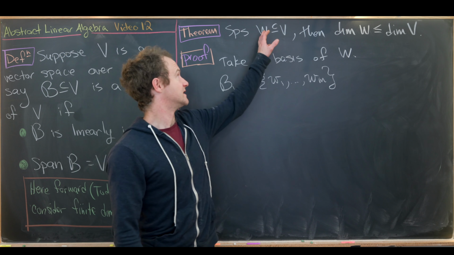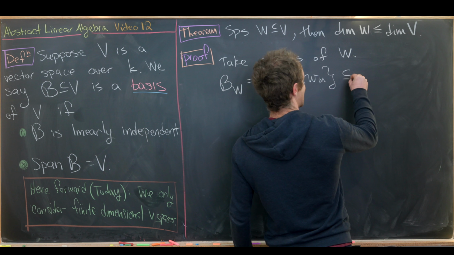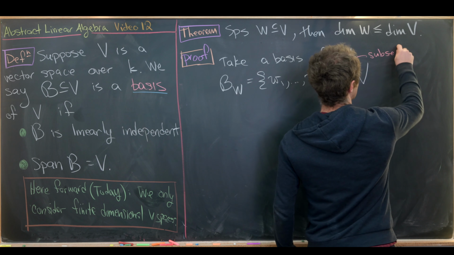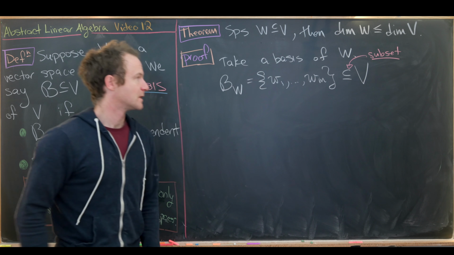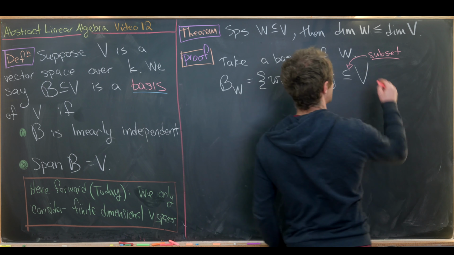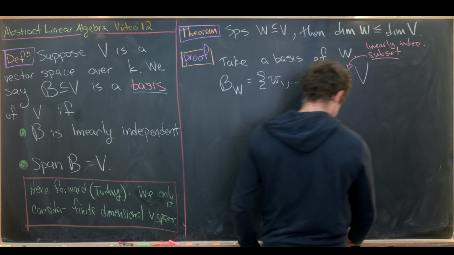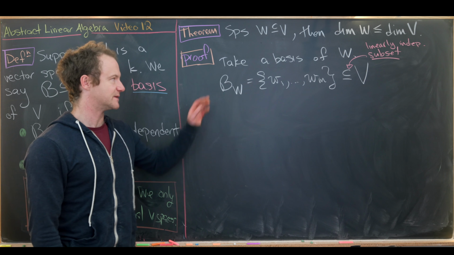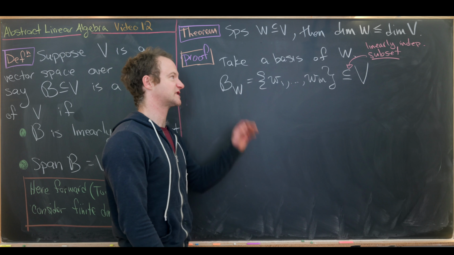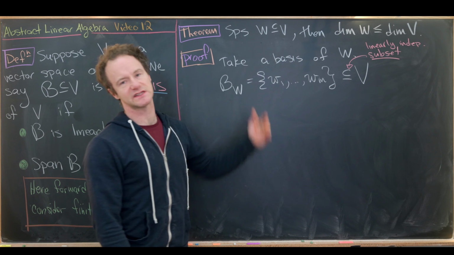But since W is a subspace of V, and these are all vectors from W, that makes this a subset of V. So let's write that here. This is a subset, not a subspace. Okay. But notice, not only is it a subset, but it's a linearly independent subset. So how do we know it's linearly independent? Well, that's because it's a basis for W. And any basis for W will be linearly independent and it will span W. It doesn't have to span V though, because it's a basis for the subspace W.